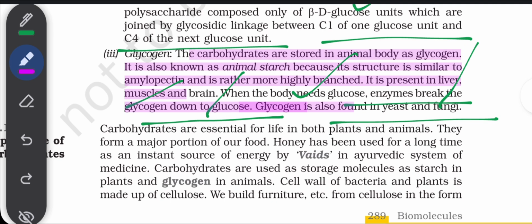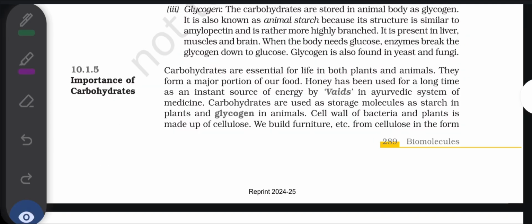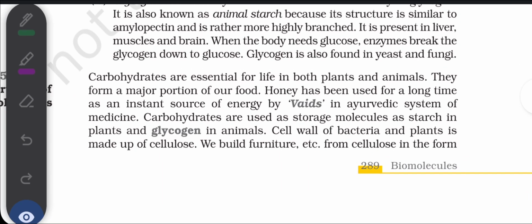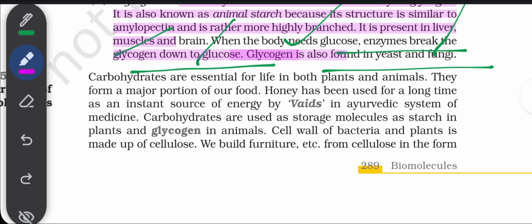Okay, so now the last topic, I guess, 10.1.5, which is the importance of carbohydrate. They are essential for life in both plants and animals. They form a major portion of our food. Honey has been used for a long time as an instant source of energy by Vedas and Ayurvedic system of medicine that contains carbohydrate, and they are also used as storage molecules as starch in plant, glycogen in animals.